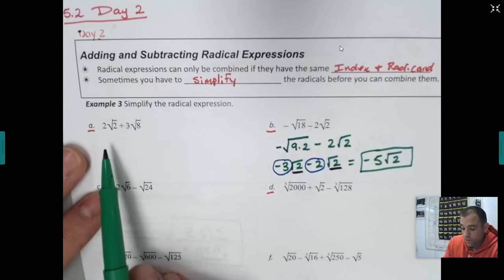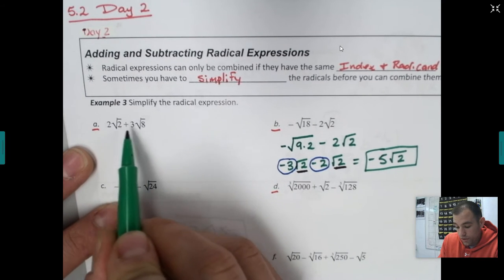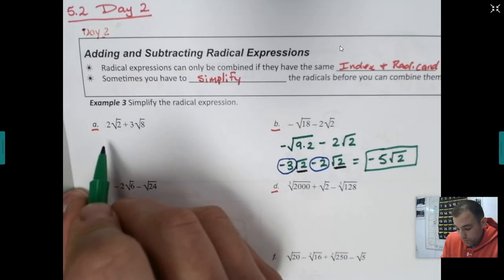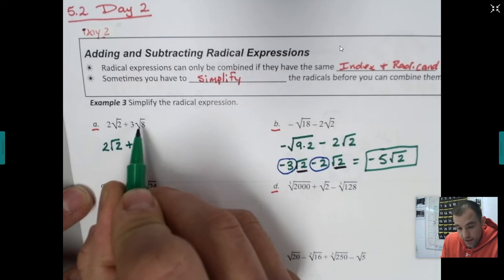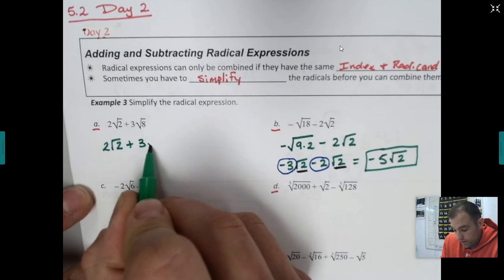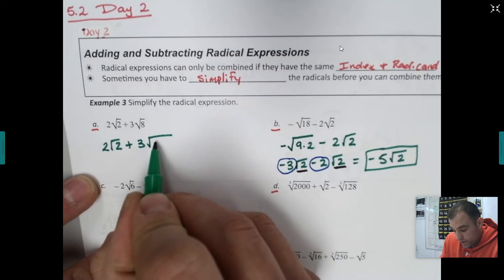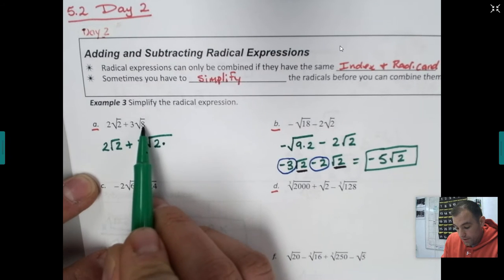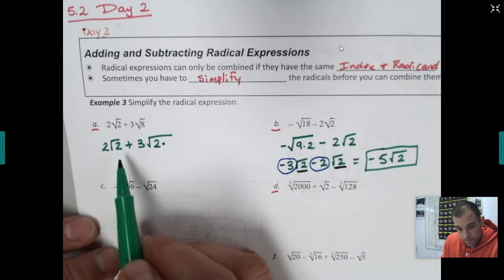Now we're going to do A. The same thing. Notice they're not the same. One's a 2, one's an 8. So I need to try to simplify. I can't simplify the first one, but I could simplify the 8. The 3 stays in front. This one has a 2 in it, so I need to try to find 2 times something that will give me the 8 here because I need it to match. I need there to be a 2 for them to be the same.